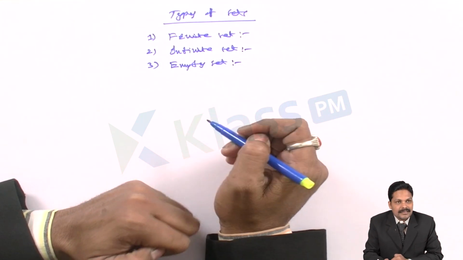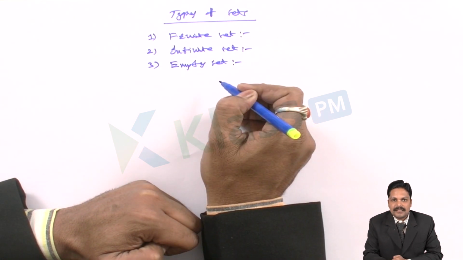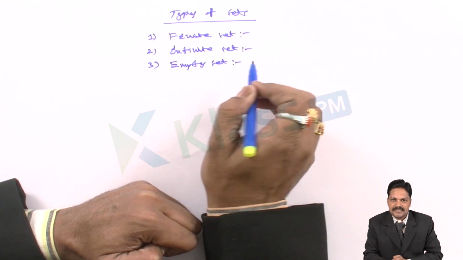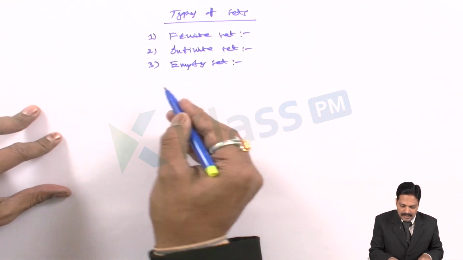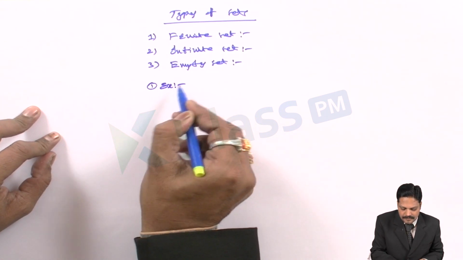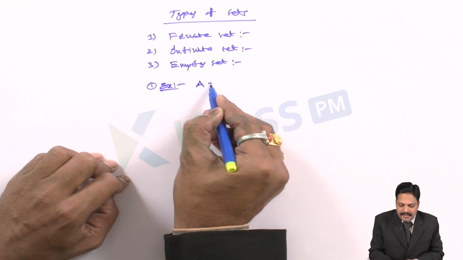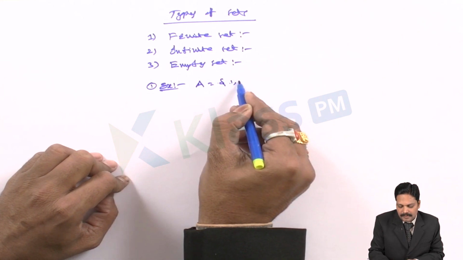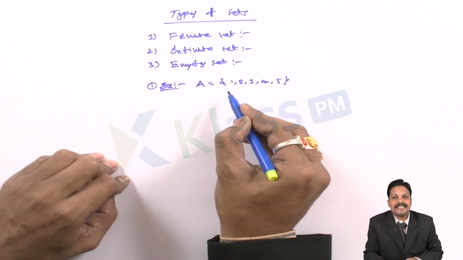In the third type, we have the empty set. In that word itself, empty means nothing is there in the set. These are the types of sets we have. Here, how can we take a finite set? The example for the first one, the finite set: we take set A is equal to 1, 2, 3, 4, 5. That's it. It is fixed, finite.